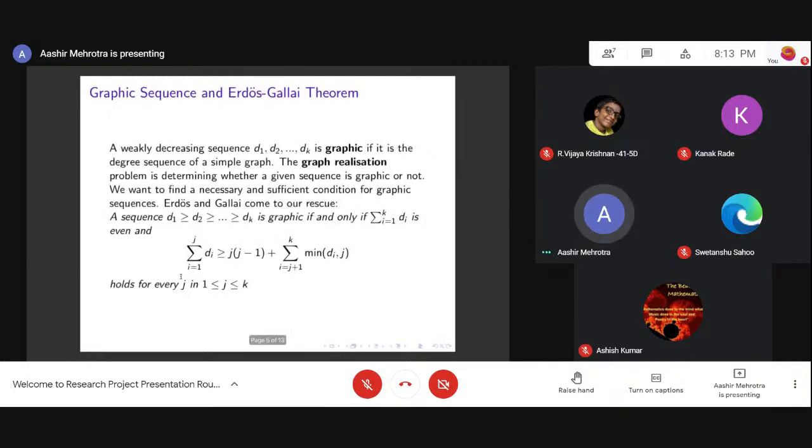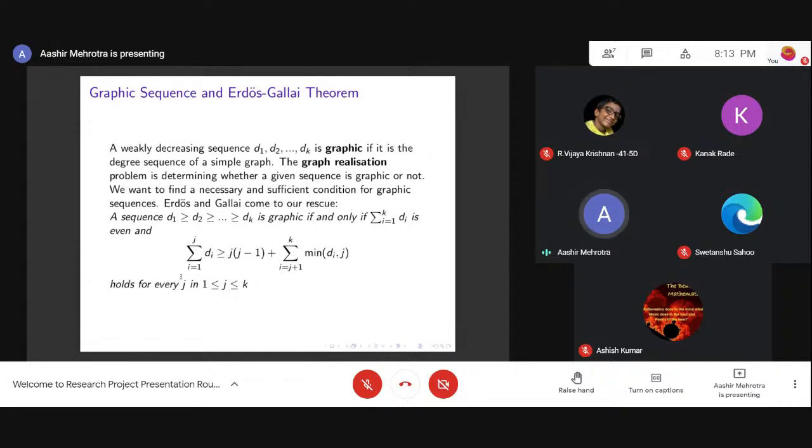Okay, so a weakly decreasing sequence d_1 up to d_k is graphic if it is a degree sequence of a simple graph. The graph realization problem is determining whether a given sequence is graphic or not. So we want to find a necessary and sufficient condition for graphic sequences.